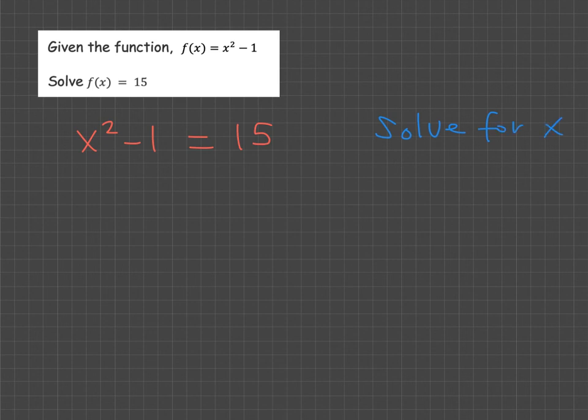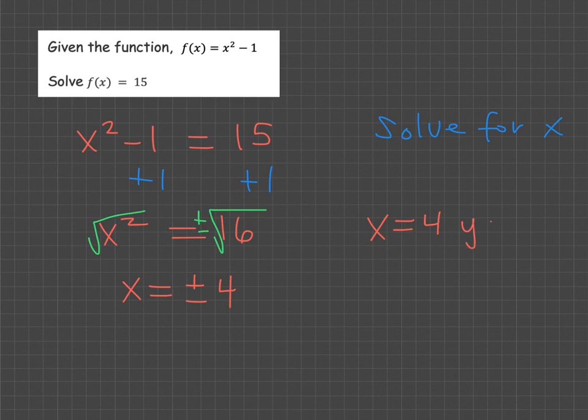And to do that, we're going to add 1 to both sides. That gives us x squared equal to 16. Now we want to undo squaring, so we're going to take the square root of both sides. And when we take the square root of 16, we want to remember the plus or minus out in front. So that gives us x equals plus or minus the square root of 16, which is 4. All right, so that just tells us when x is positive 4 or negative 4, the function value is 15. So for x equal to 4, the function value or y is 15. When x is equal to negative 4, the function value or y is 15.